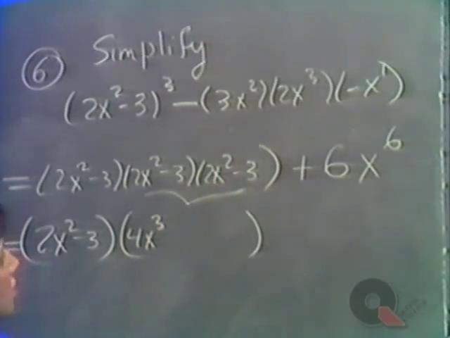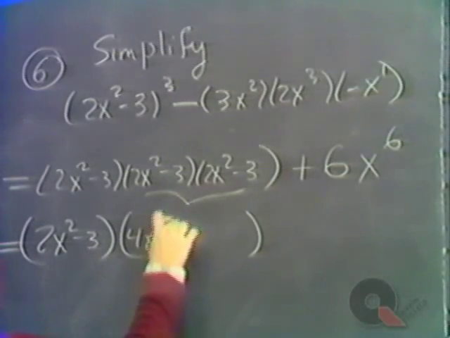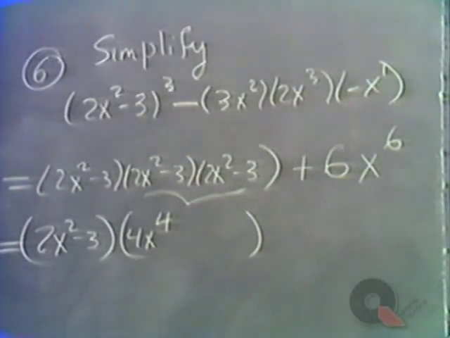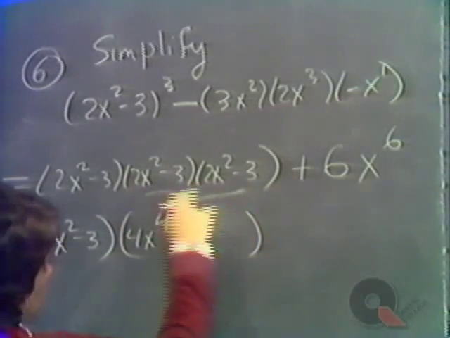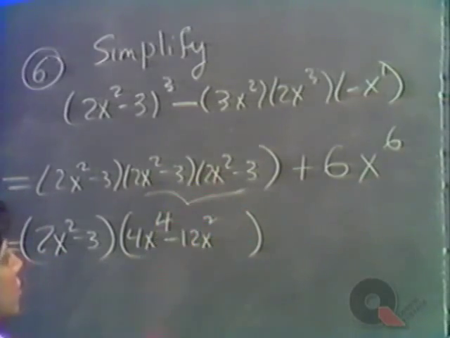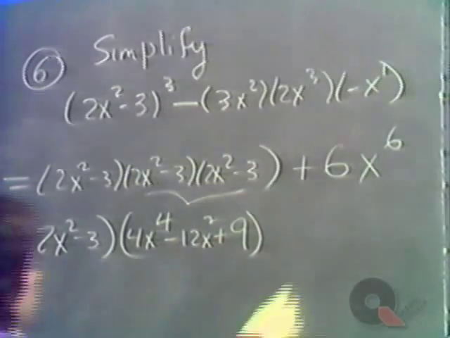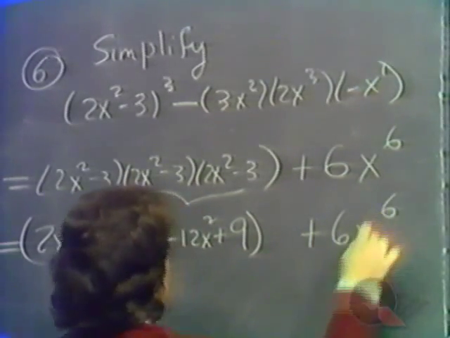The outer is minus 4x to the 4th. The outer is minus 6x squared. The inner is minus 6x squared. That's minus 12x squared. Minus 3 times minus 3 is plus 9. 4x to the 4th minus 12x squared plus 9. And at the end we have this plus 6x to the 6th.